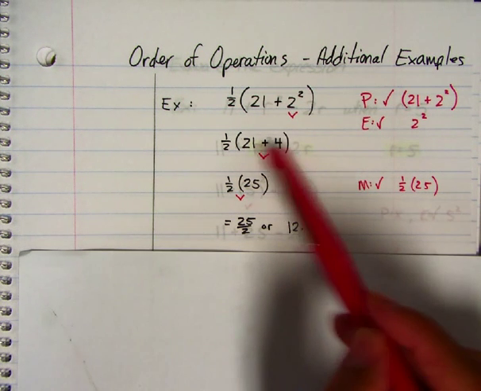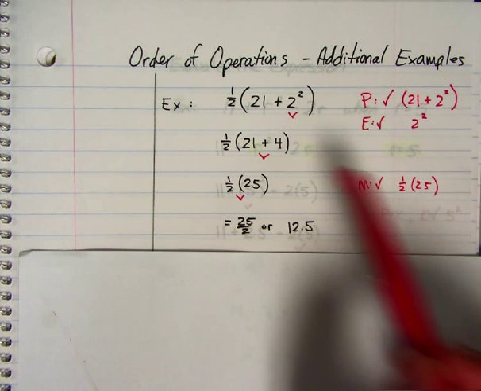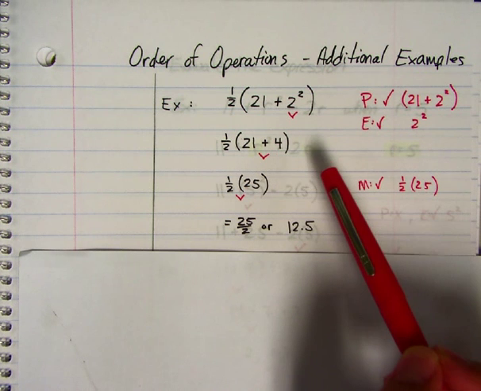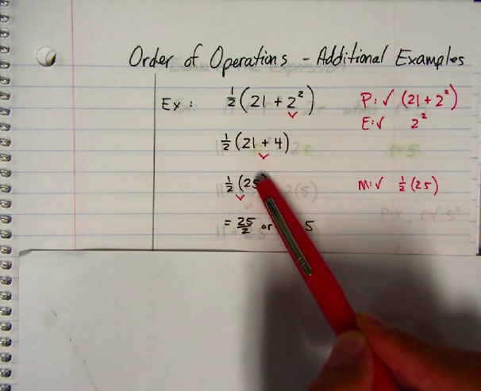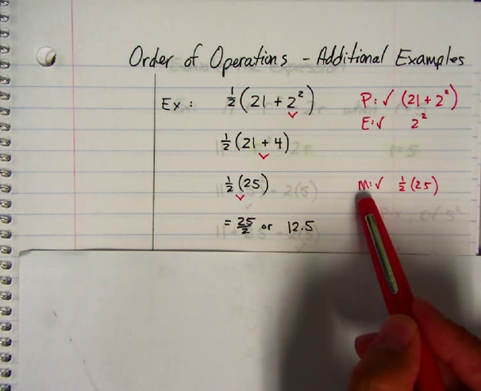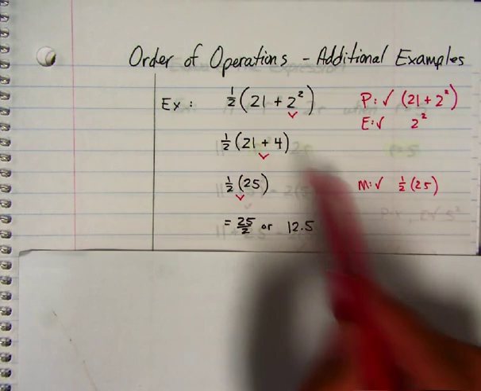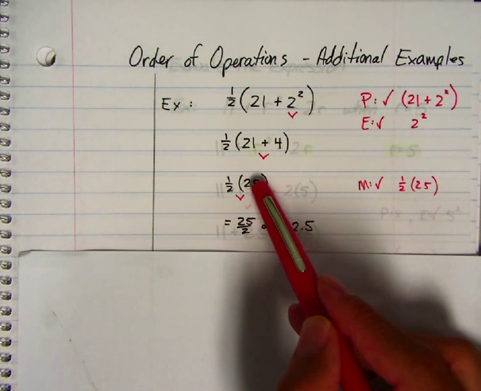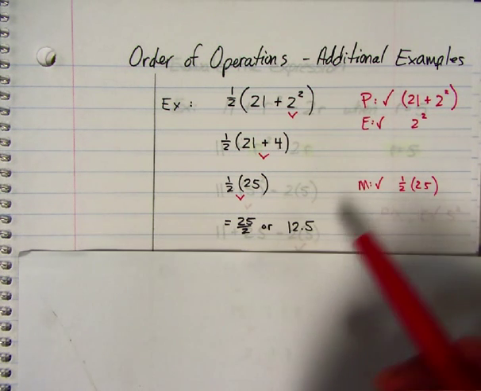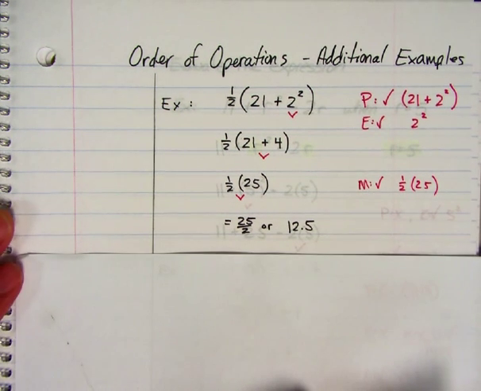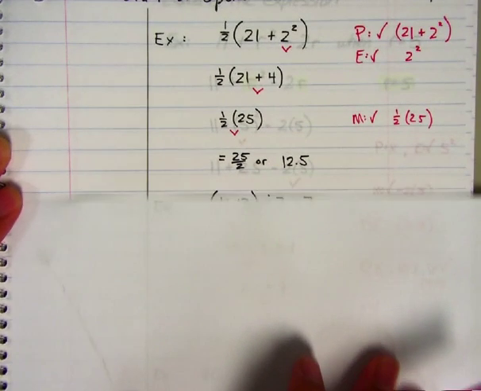Next, I still have parentheses here, so I'm going to deal with that. That means I need to add these two together because that's the only thing happening inside. 21 plus 4 is 25. Last, I look, multiplication? Yes, there is multiplication. 1/2 of 25 is 25 over 2, or 12.5. And so I've finished all those. Let's take a look at another example.